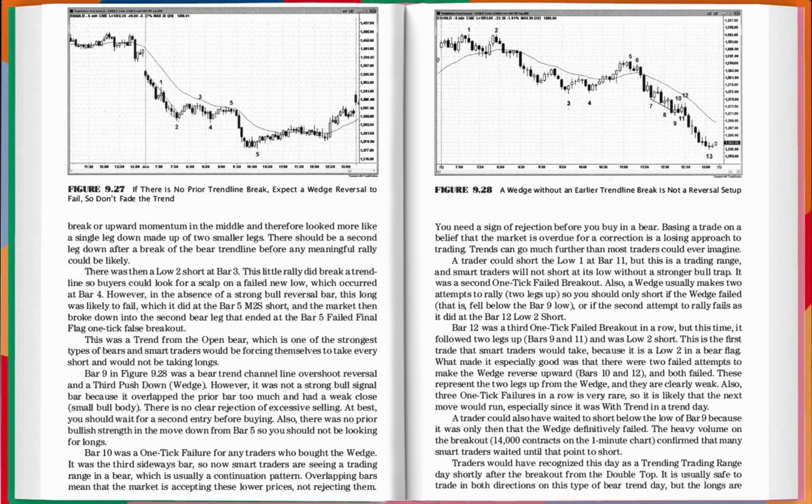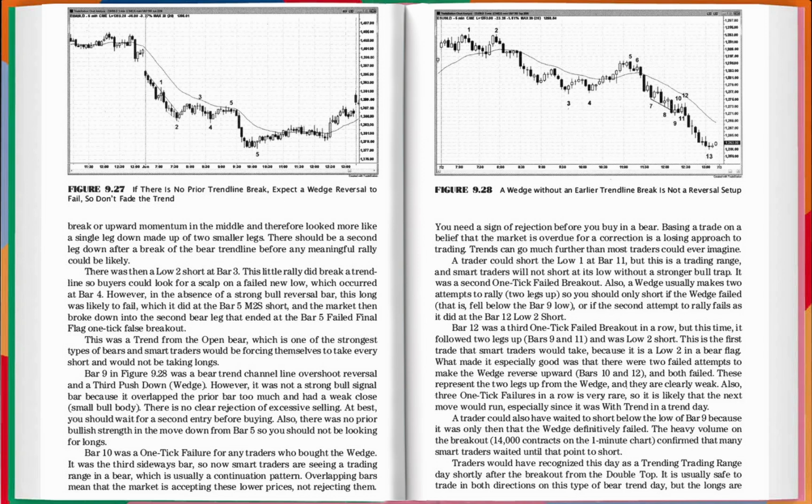Bar 9 in figure 9.28 was a bear trend channel line overshoot reversal and a third pushdown, wedge. However, it was not a strong bull signal bar because it overlapped the prior bar too much and had a weak close, small bull body. There is no clear rejection of excessive selling. At best, you should wait for a second entry before buying. Also, there was no prior bullish strength in the move down from bar 5, so you should not be looking for longs. Bar 10 was a 1-tick failure for any traders who bought the wedge.